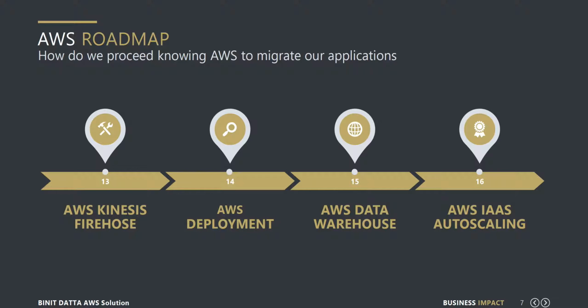Next, in the 14th section, we'll talk about AWS deployment. AWS has a lot of tools like CodeDeploy and AWS CodePipeline to help you deploy your applications to either EC2 instances or Elastic Beanstalk or container orchestration engines like ECS and EKS. In the 15th, we will talk about AWS data warehouse like Redshift. And then finally, we will talk about AWS auto scaling, which is very critical.